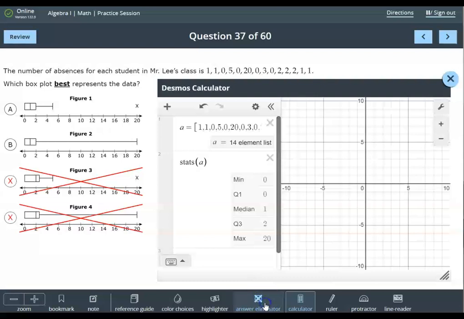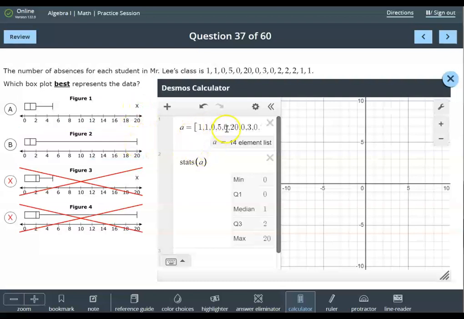All right, the next thing I want is Q3. Q3 is the right side of your box. Well, both of these have a Q3 of 2, so it doesn't really help me. And so the last thing I have to do is the maximum. Well, here's where we have an issue. The maximum is 20, and both of these graphs appear to have something at 20. But at 20, this is an outlier, and at 20 here is just the right whisker.